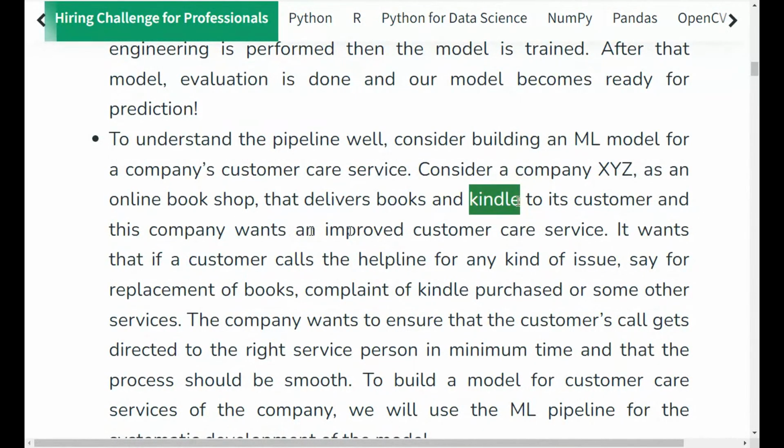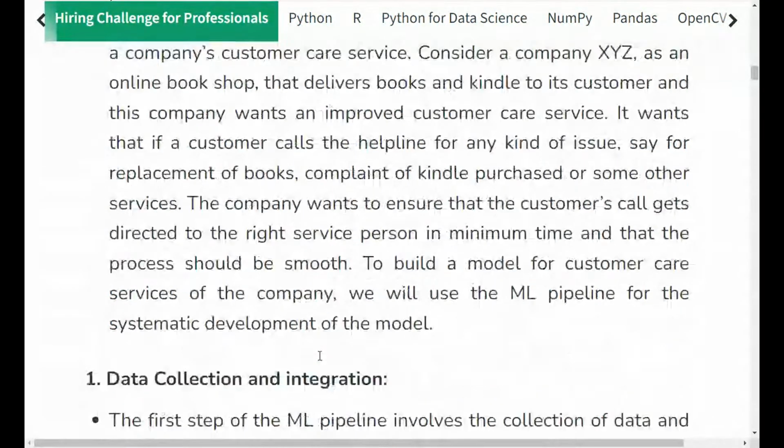This company wants an improved customer care service. It wants that if the customer calls the helpline for any kind of issue, say replacement of books, a complaint about a Kindle purchase or some other service, the company should ensure that the customer's call gets directed to the right service person in minimum time, and that the process should be smooth. This is their problem statement.